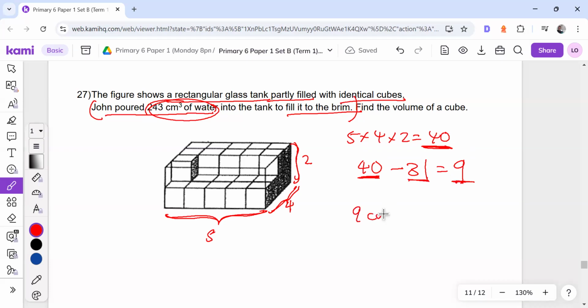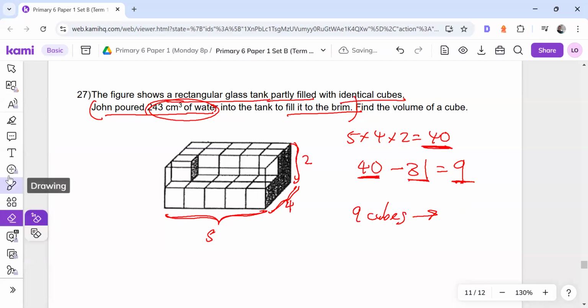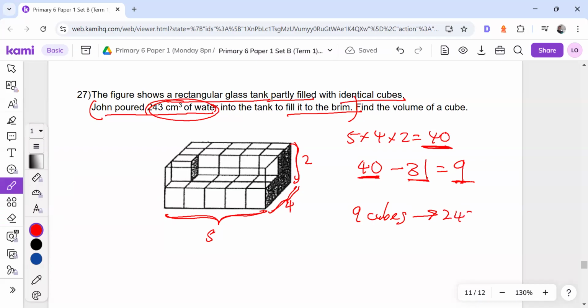And these 9 cubes that are missing are the empty space that the water has occupied. So these missing 9 cubes, what happened to them? Occupied by the water. So the water took up the space of these 9 missing cubes.